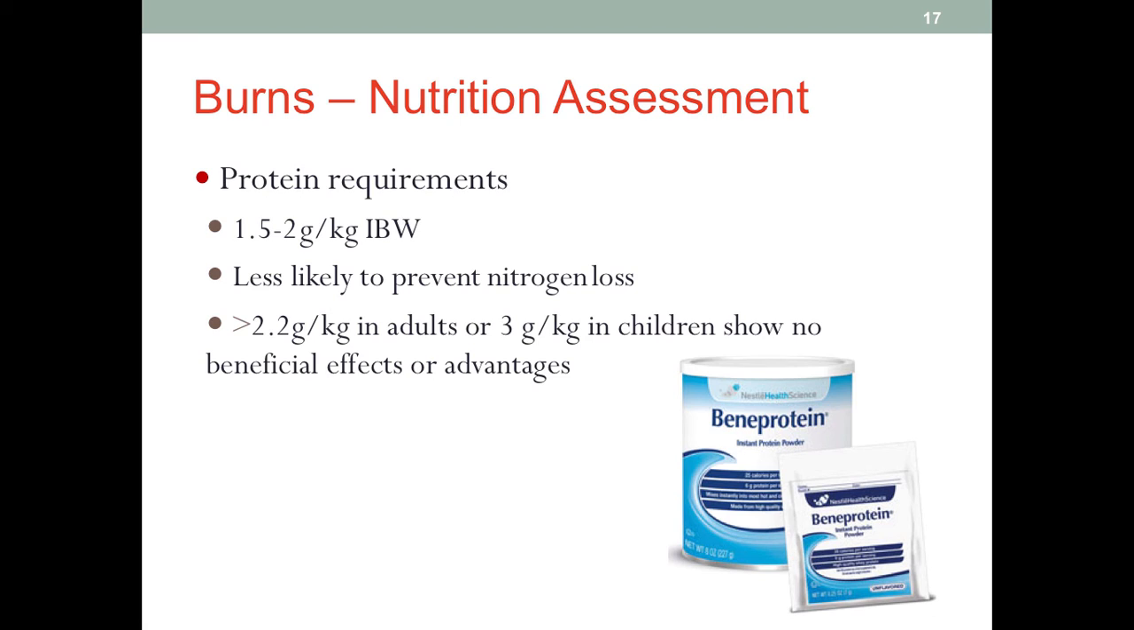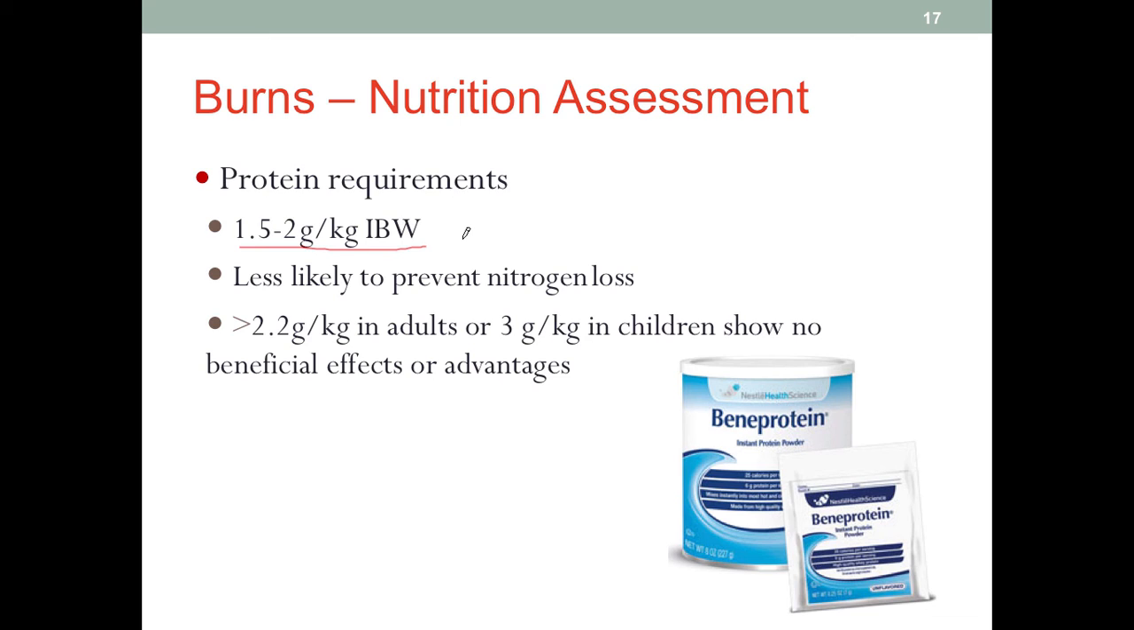Overall, the protein requirement is based off of kilogram of ideal body weight, so 1.5 to 2 grams of protein. If we consider in general the metabolic stress patient's needs for protein, that's usually 1.2 to 1.5. So that's already much higher than the RDA for protein. Therefore in burn patients, it's even higher. It's higher than other metabolic stress conditions in general.